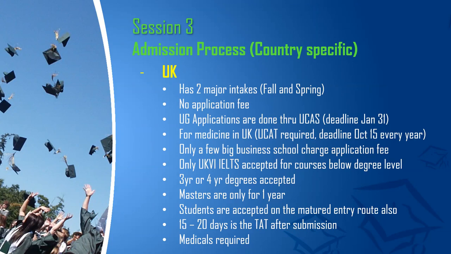And here, one more thing you need to understand: there is a portal called UCAS. It's called the Universities and Colleges Admissions Service. This is the portal through which all the bachelor's or undergraduate applications are to be done for UK universities. And every year, there is a deadline for that. Now, if you're planning to apply for September 24, UK undergraduate applications are already closed. They closed on January 31.